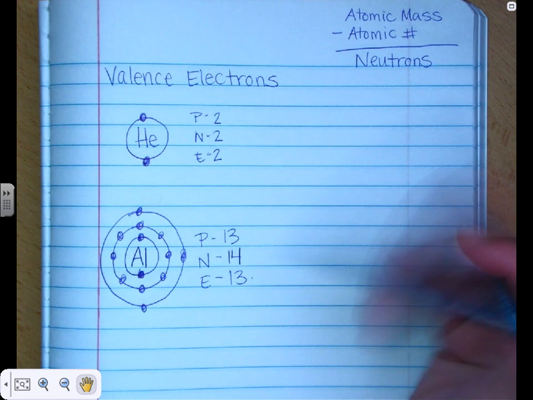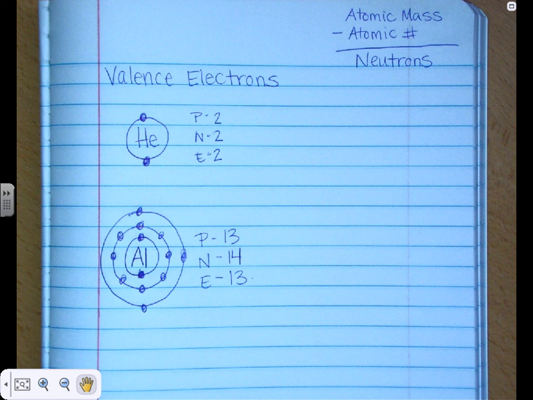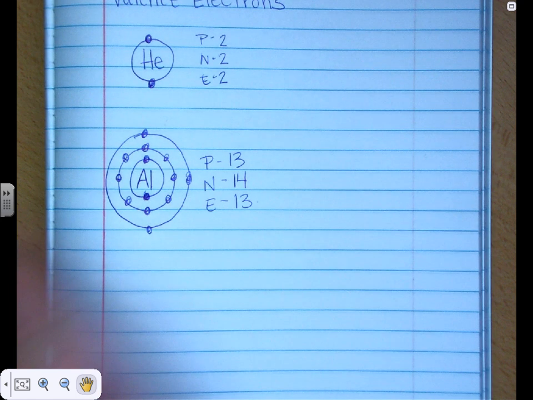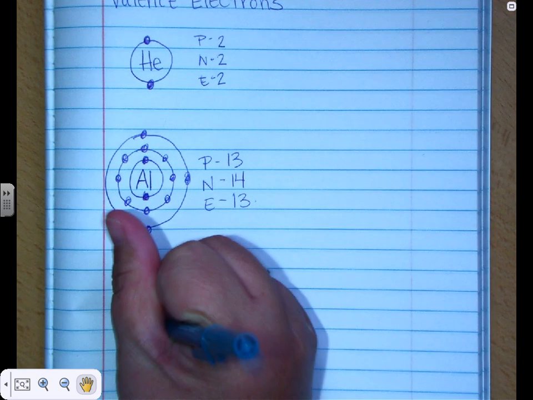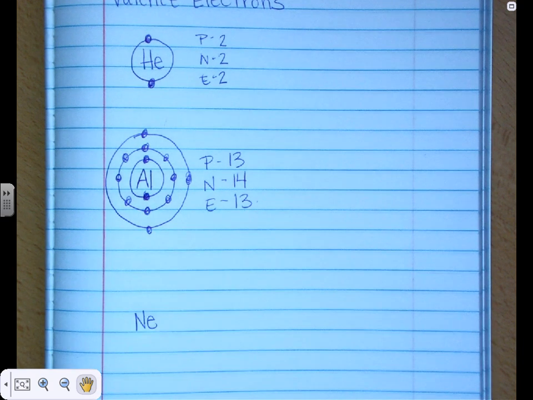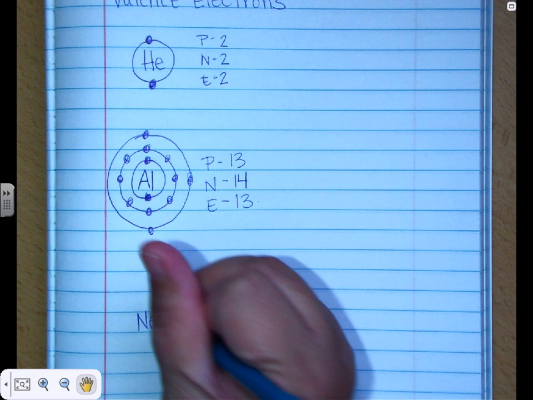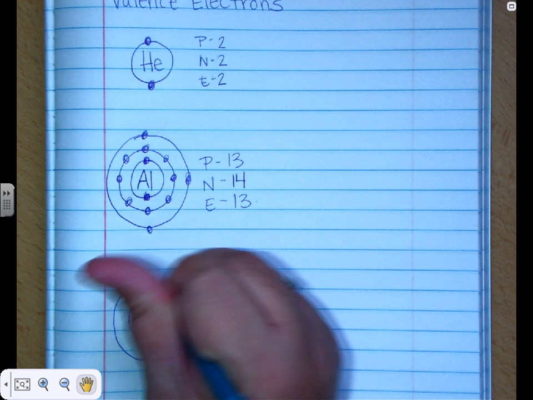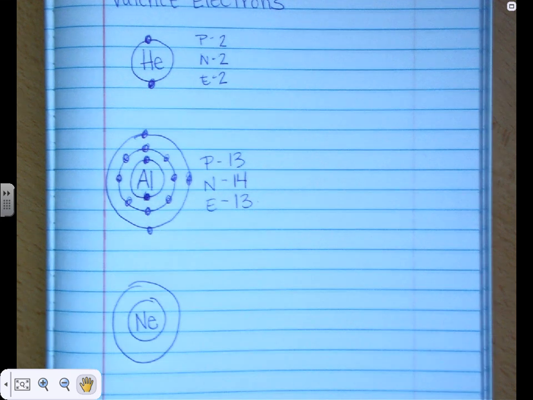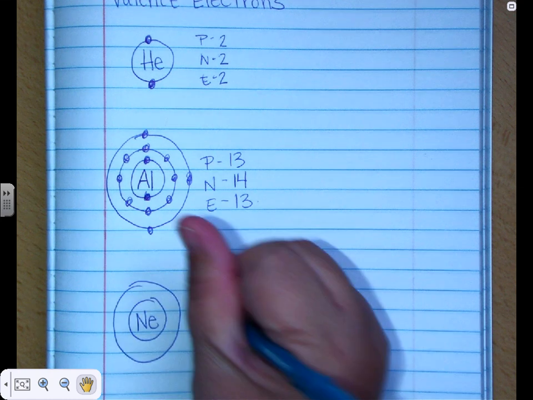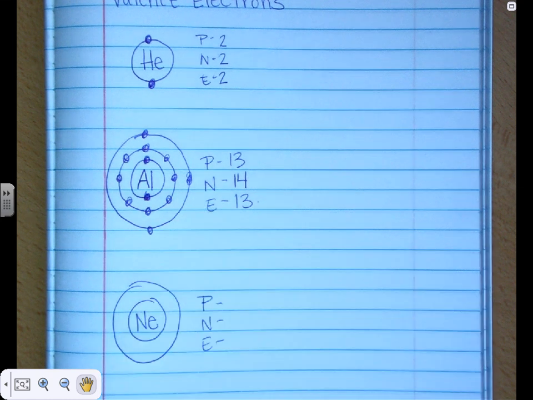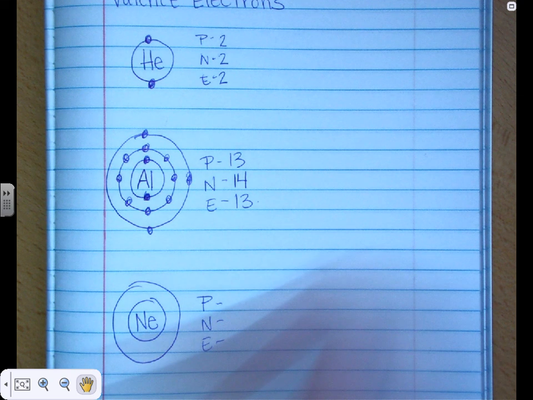Last one was neon. Okay. How many energy levels does neon have? 2. How do we know this? It's in the second period. Okay, how many electrons? Oh, let's do our PNE. Okay. Laura. How many protons? 10 protons, which means there's 10 electrons.